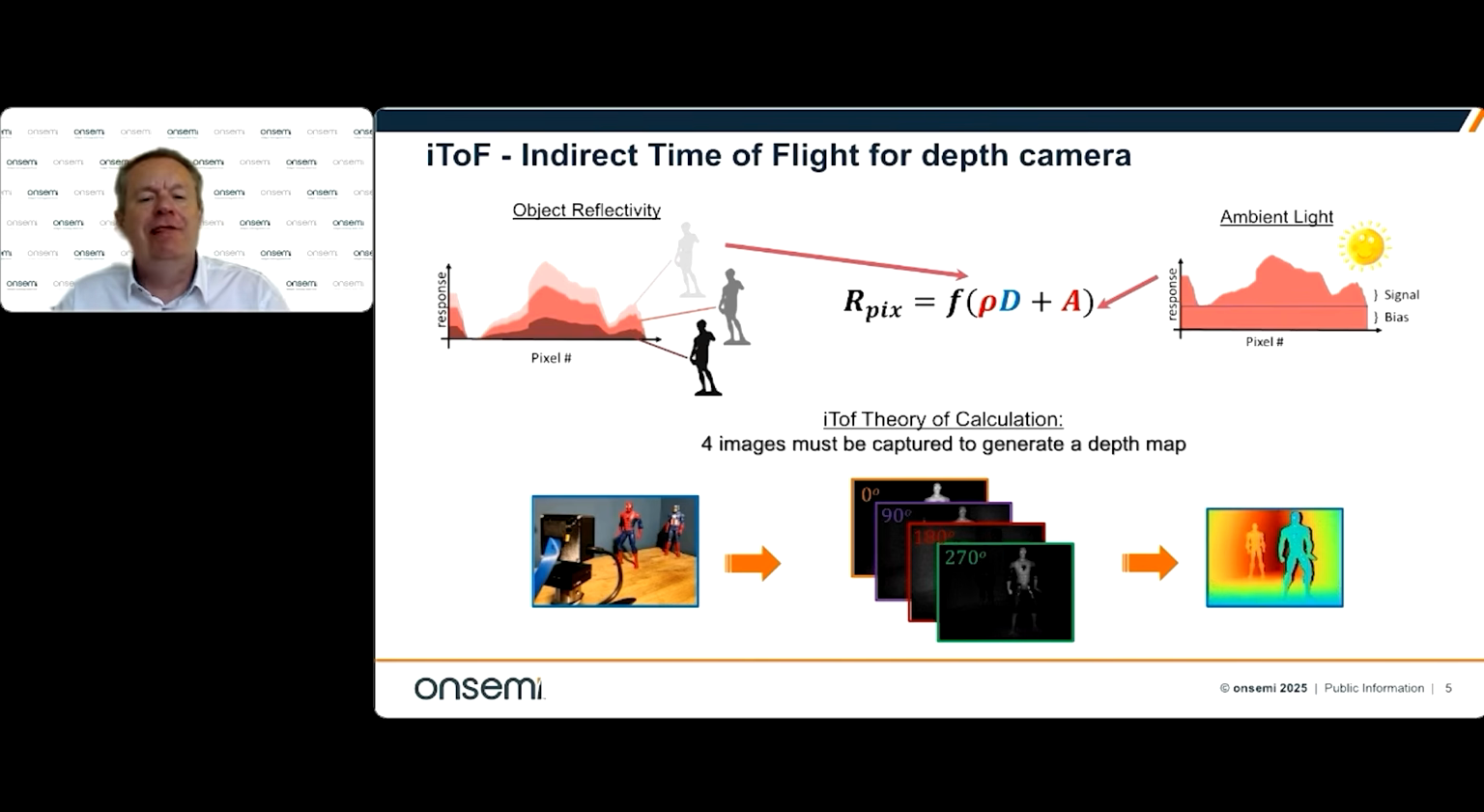Then the iToF theory of calculation: you're doing phase shift, you need 4 images. So you need 4 phases, 0 degrees, 90 degrees, 180 degrees, 270 degrees. So you get 4 phase shifts in order to generate a depth. Okay, and I'll explain how that works and why that's important. So hopefully that gives you a background into how indirect time of flight works.